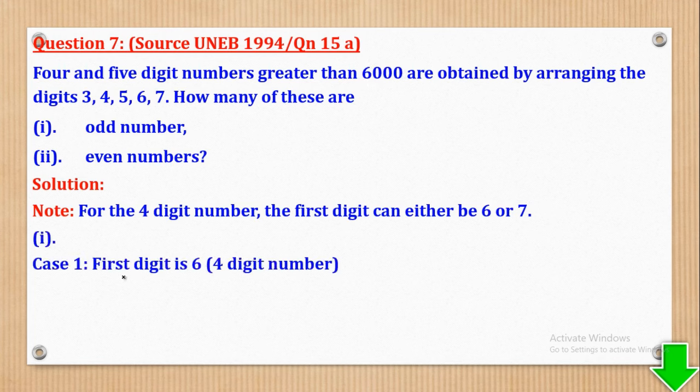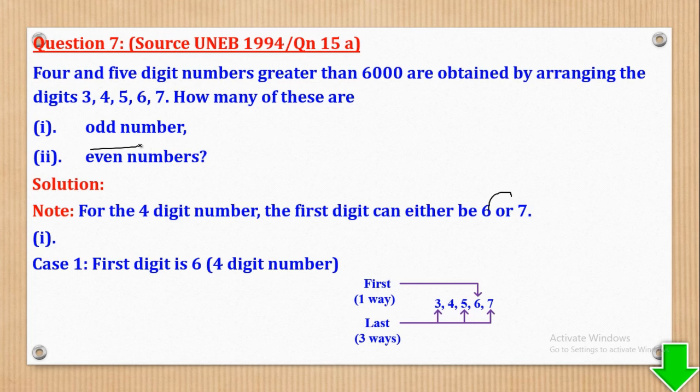So case 1 is when the first digit is 6, because they said it can be 6 or 7. So when the first digit is 6, we shall come up with this illustration. That is the first digit. And what about the last digit? It can be 3, 5, or 7, because they want it to be odd in Roman 1. Therefore, we shall make our illustration.